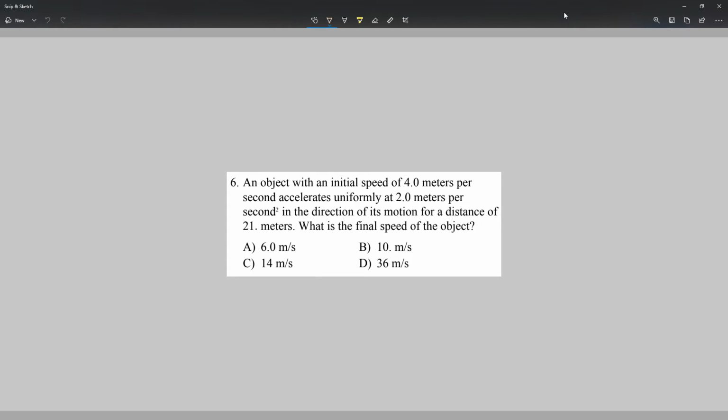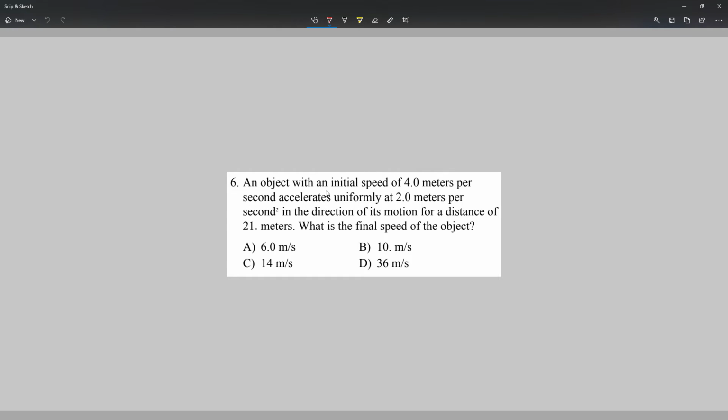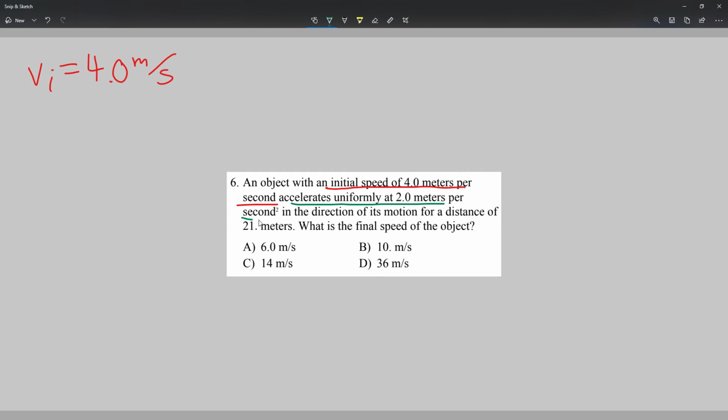Number 6, again, if you want to pause before I write down everything we know, feel free to. If you want to test yourself, see if you're correct. So an object traveling at the initial speed of this number, so we know that's VI, accelerates uniformly at this number, so accelerates at 2 meters per second squared. You know that's acceleration because it is 2 meters per second squared. In the direction of its motion for a distance of 21 meters. It's asking what is the final speed of this object.